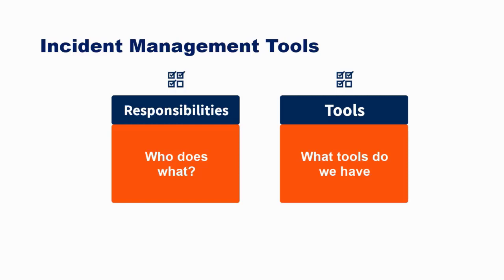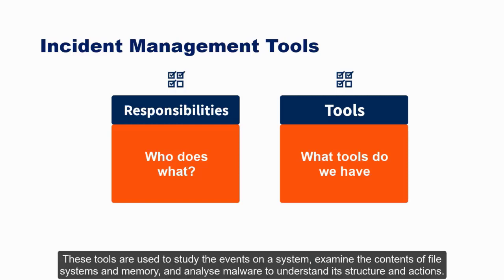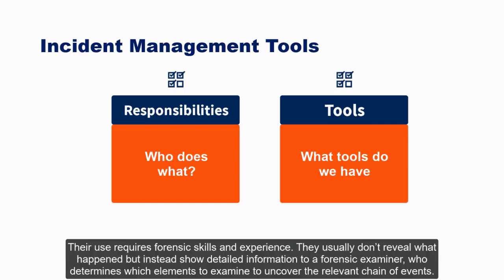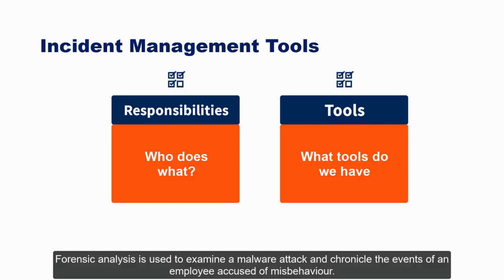Forensic analysis. These tools are used to study the events on a system, examine the contents of file systems and memory, and analyze malware to understand its structure and actions. Their use requires forensic skills and experience. They usually don't reveal what happened but instead show detailed information to a forensic examiner, who determines which elements to examine to uncover the relevant chain of events. Forensic analysis is used to examine a malware attack and chronicle the events of an employee accused of misbehavior.